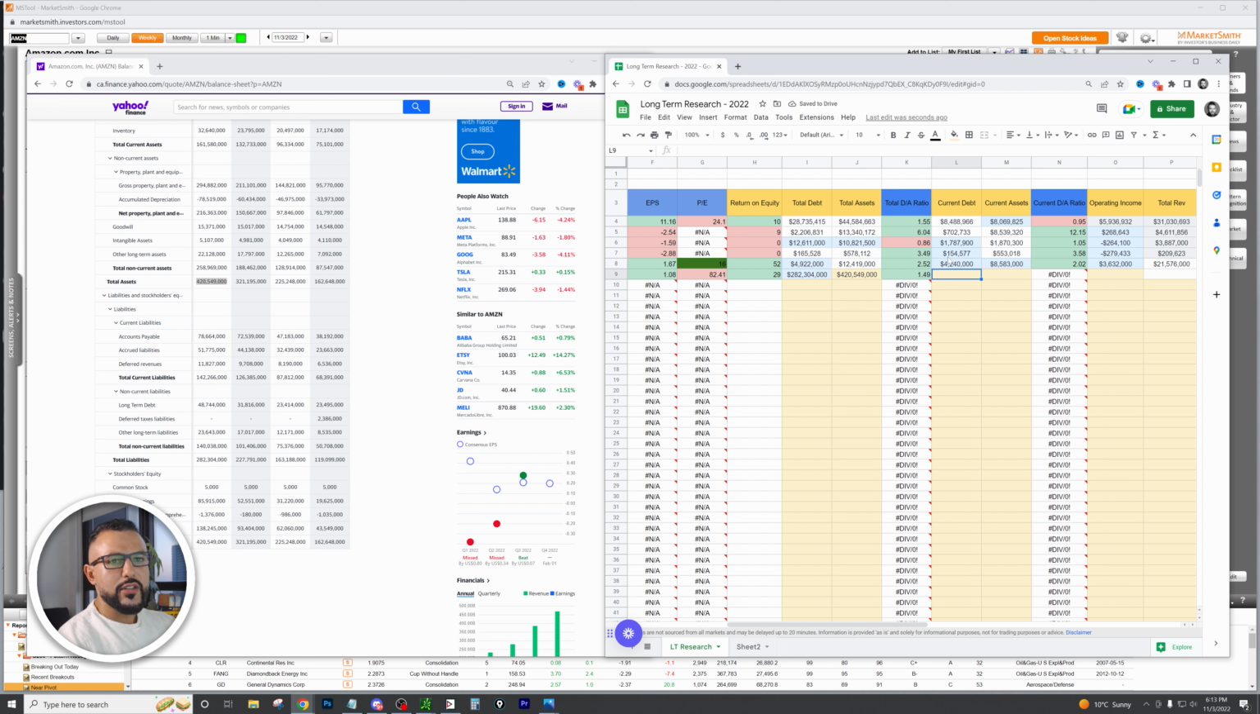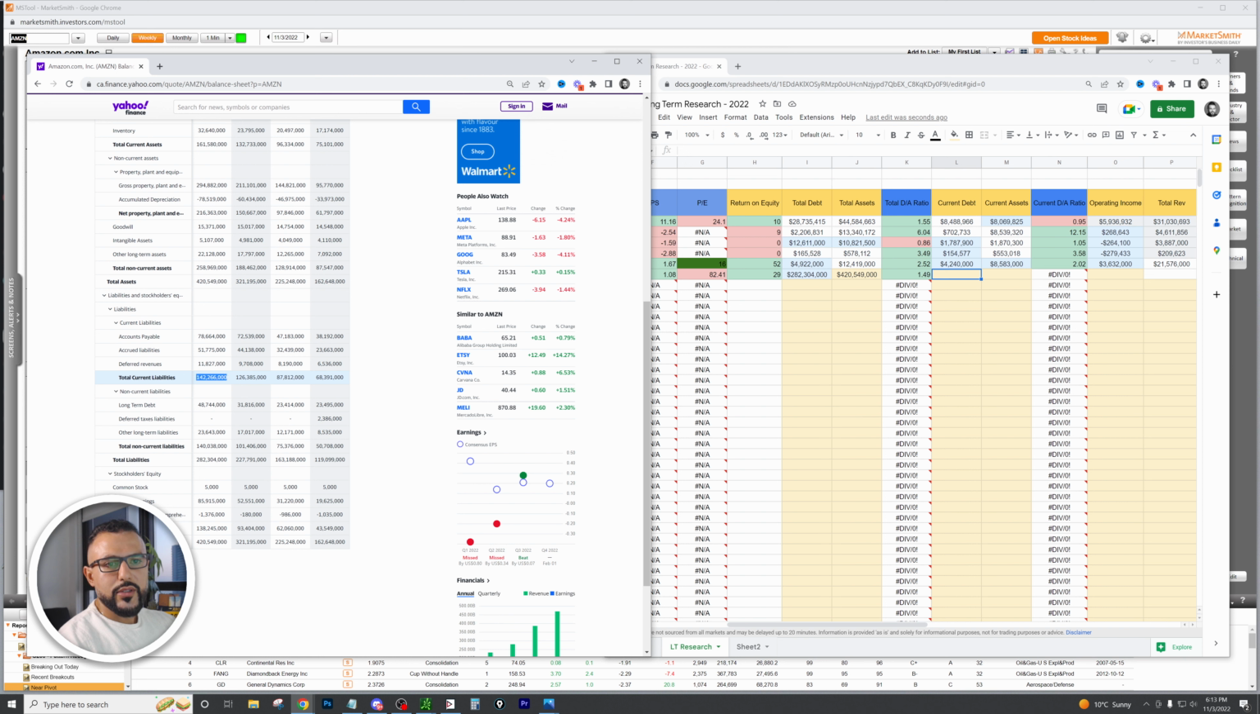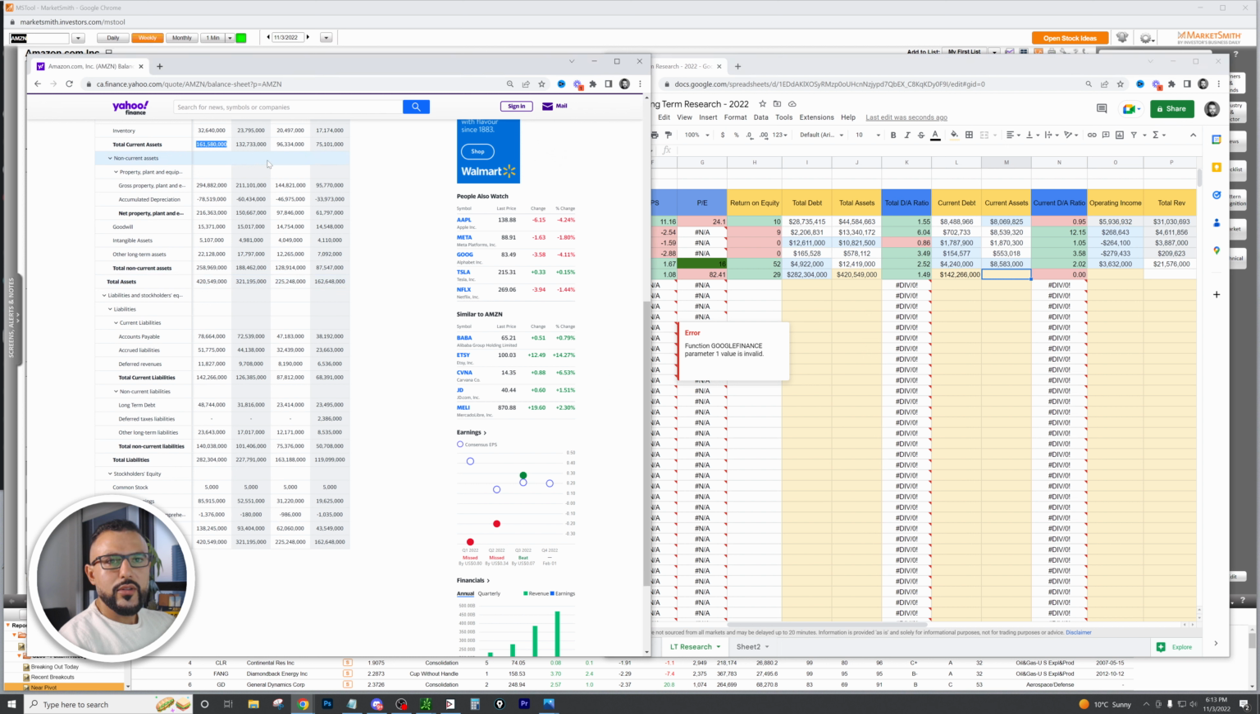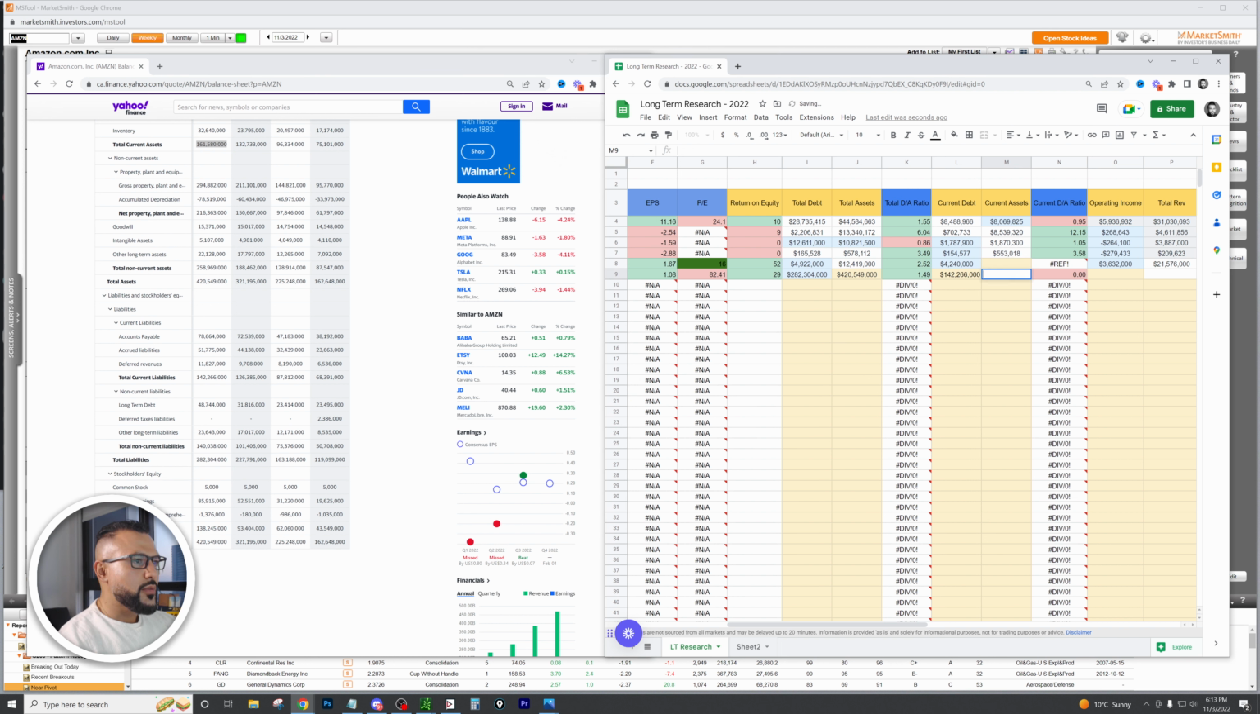All right, current debt. Okay, so now we're going to look at total current liabilities. We're going to plug that right here. And then total current assets we got right here. Total non-current assets. Total current assets, there we go. All right, we're gonna plug that right there. We get another green number.